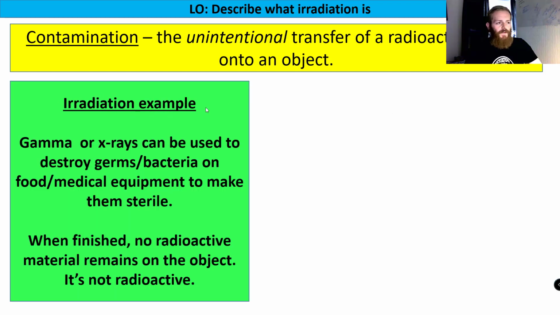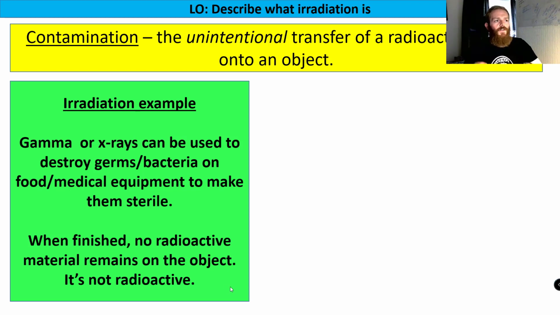So an example of irradiation then. Gamma or X-rays can be used to destroy germs or bacteria on food or medical equipment, and it is frequently used for both of those purposes, and it makes them sterile. Sterile as in there's no bacteria on them, or if there are bacteria on them, they're dead, so it's not going to cause any problems. So it's completely clean. When finished, no radioactive material remains on the object.